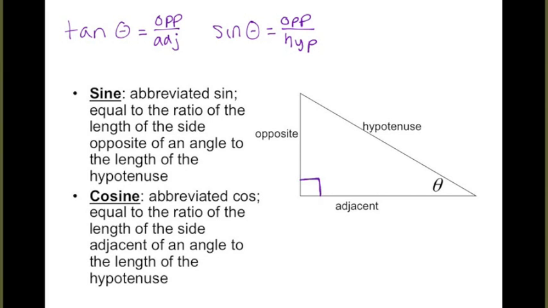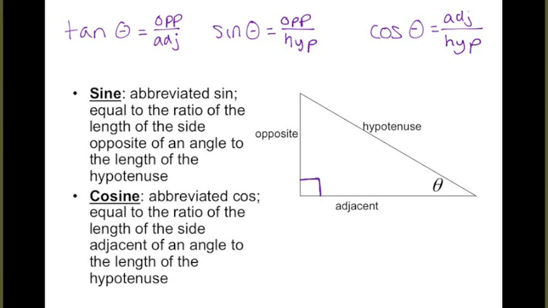Then cosine, which we're going to abbreviate COS, but still say cosine even when it's abbreviated, is equal to the ratio of the length of the side adjacent to the length of the hypotenuse. So cosine of the angle is adjacent over hypotenuse. They all have the same format: trig name, angle equals a fraction of sides. Now you have to remember what those three fractions of sides are for each of the individual trig functions.